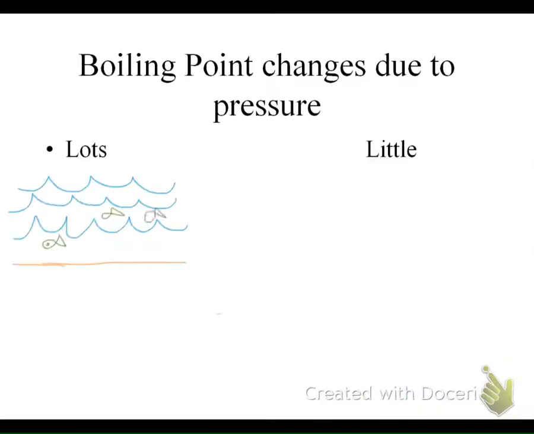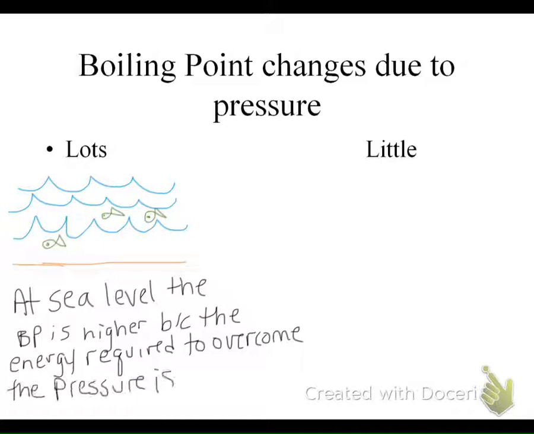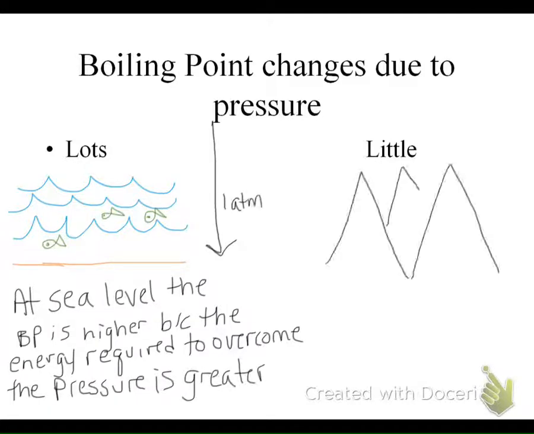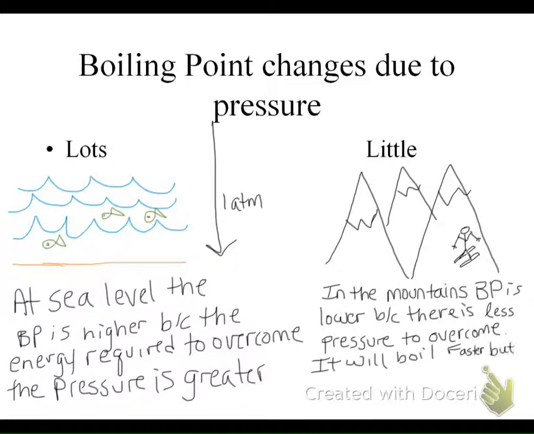So again, if I'm at sea level, then I know that the pressure is going to be much greater than if I'm in the mountains, and so the boiling point is higher because the energy required to overcome the pressure is greater. So if I'm in the mountains, the pressure pushing down on the liquids is lower, and so the boiling point is lower because there's less pressure to overcome. So it's going to boil faster, but it's going to boil at a lower temperature.